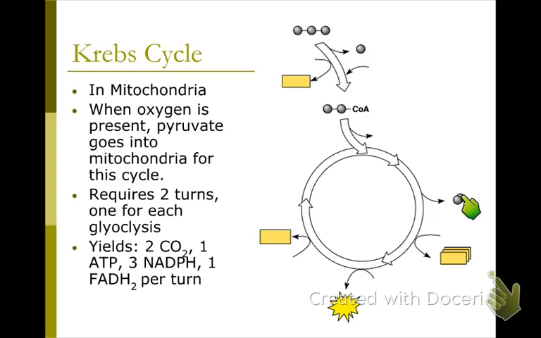This is the Krebs cycle. What is this little 2-part molecule right here? Carbon dioxide. What are these 3 right here being pulled out? NADHs. What is this 1 being pulled out as well? FADH2. And then what is this? ATP. Okay. So again, when oxygen is present, it does go in the mitochondria. It requires 2 turns for every 1 glucose, for every 1 step of glycolysis. And again, it does produce 2 CO2s, 1 ATP, 3 NADHs, and 1 FADH2.